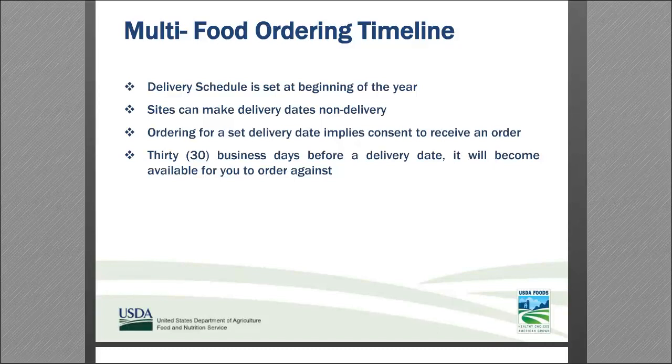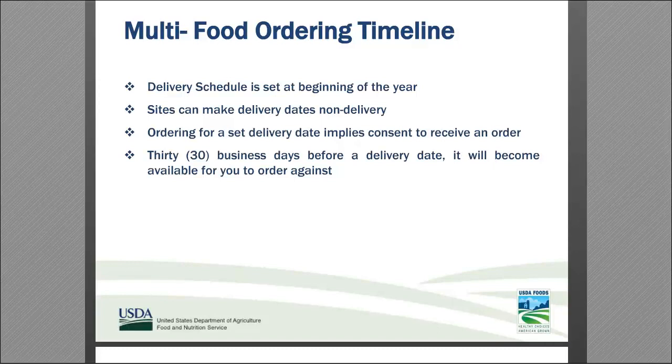Sites can make delivery dates non-delivery dates. What that means is if an ITO typically wants their order on the second Thursday of every month, but that second Thursday in April happens to be a tribal holiday, they can make that day a non-delivery day and then negotiate with the warehouse for a different delivery date.